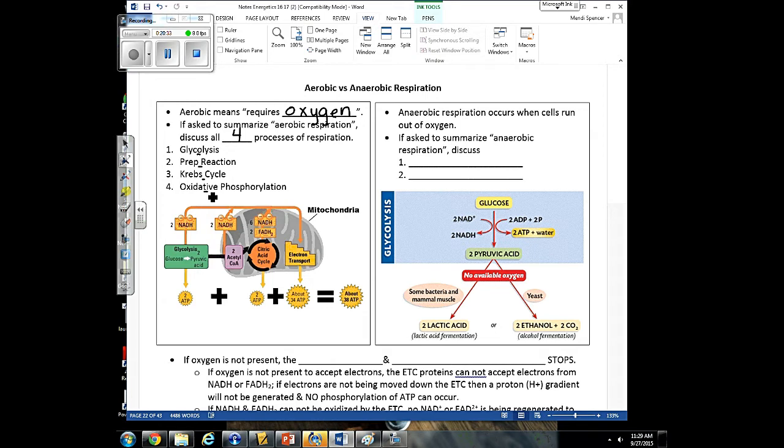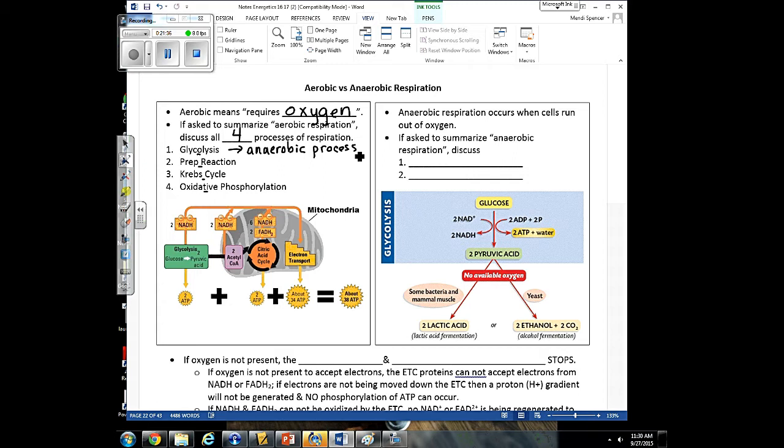But one thing that I want to point out is glycolysis itself does not require oxygen. You can go back and look over the diagram that shows glycolysis and you will never see an oxygen molecule being utilized. So technically, glycolysis is considered an anaerobic process. So I wanted to point that out. But remember, it is a part of aerobic respiration because glycolysis has to happen first before the prep reaction, the Krebs cycle, and oxidative phosphorylation can take place.